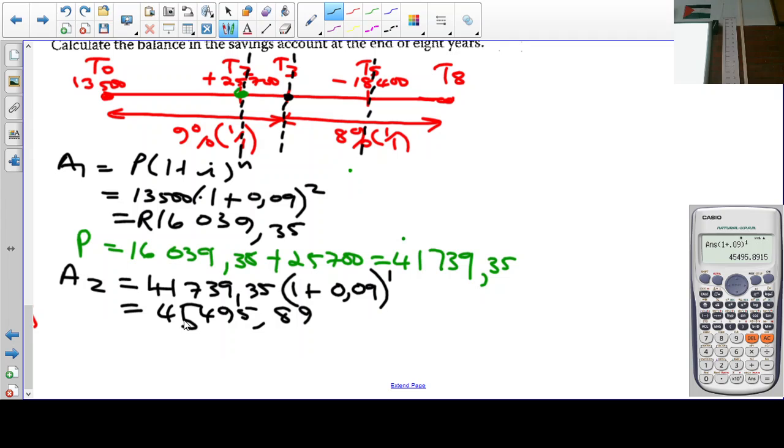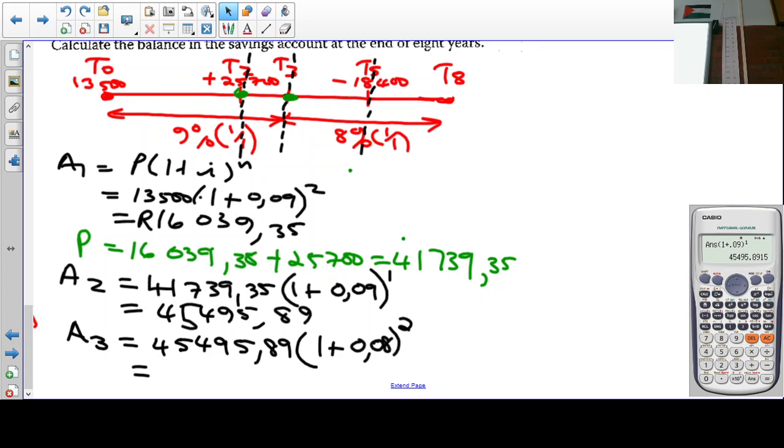Right? So that is the amount of money that's lying in the account at this point here. Are we adding or subtracting anything at that point? No. So what's happening? It's going to draw interest again. So no change in your p-value. So it goes straight into A3 equals 45,495 rand and 89 cents into 1 plus your interest rate, which now changes to 0,08, to the exponent 2, because that's 2 years. You see me using the answer button all the time. 1 plus 0,08 to the exponent 2. That gives us 53,066 rand and 41 cents.